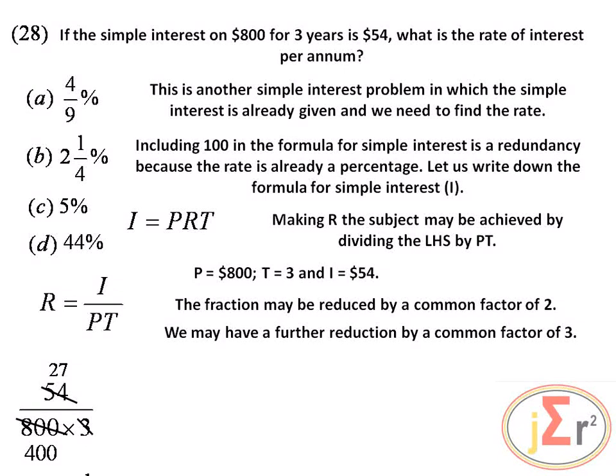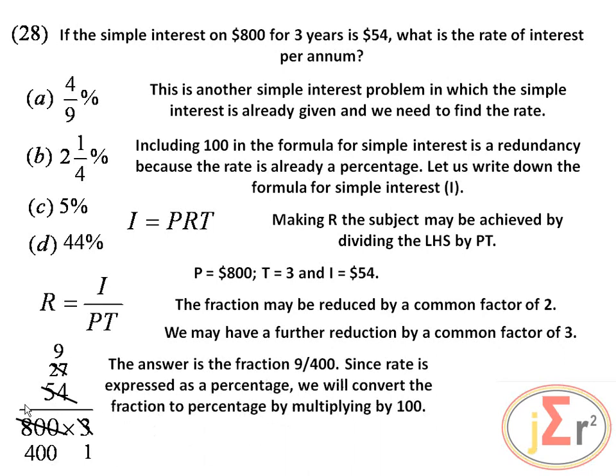So 3 into 3 is 1. And 3 into 27 is 9. The answer is the fraction 9 over 400. That is the rate. Since the rate is expressed as a percentage, we will convert the fraction to percentage by multiplying by 100. We do that all the time. As a matter of fact, we have been doing that from primary school, converting a fraction to percentage by multiplying by 100. And what will happen?